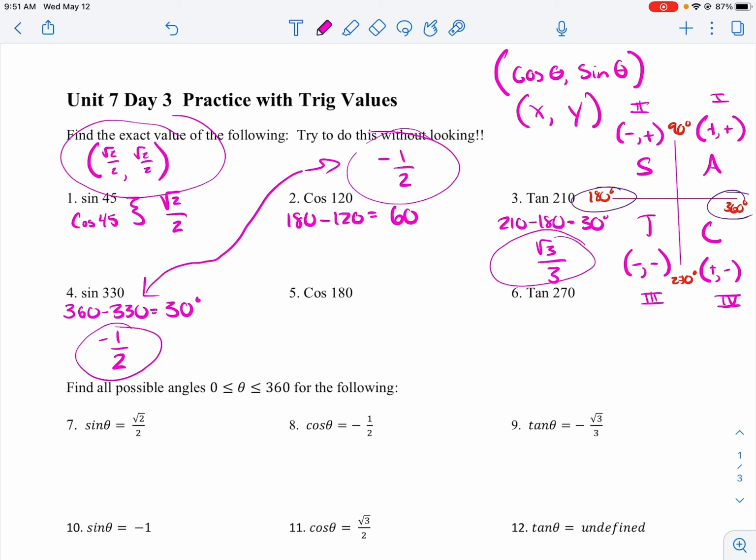All right, cosine of 180. Remember, this is one of our quadrantals, right? When we are talking about quadrantals, let me write our unit circle here again. Let's see if I can map all these points. There we go. Not too shabby.